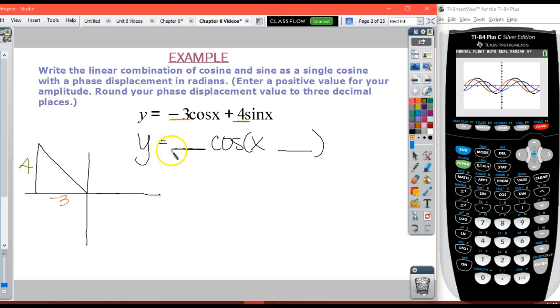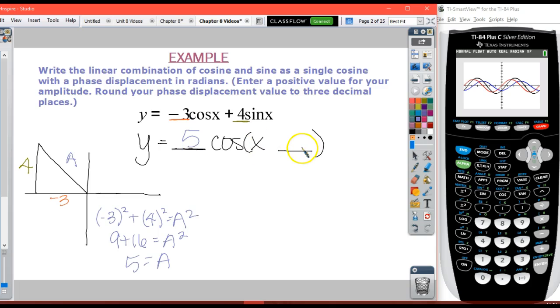And so my amplitude comes from the hypotenuse of this reference triangle I just drew. So I will take negative 3 squared plus 4 squared, and that will give me my amplitude squared. So I'll have 9 plus 16, and so we will end up getting an amplitude of 5.